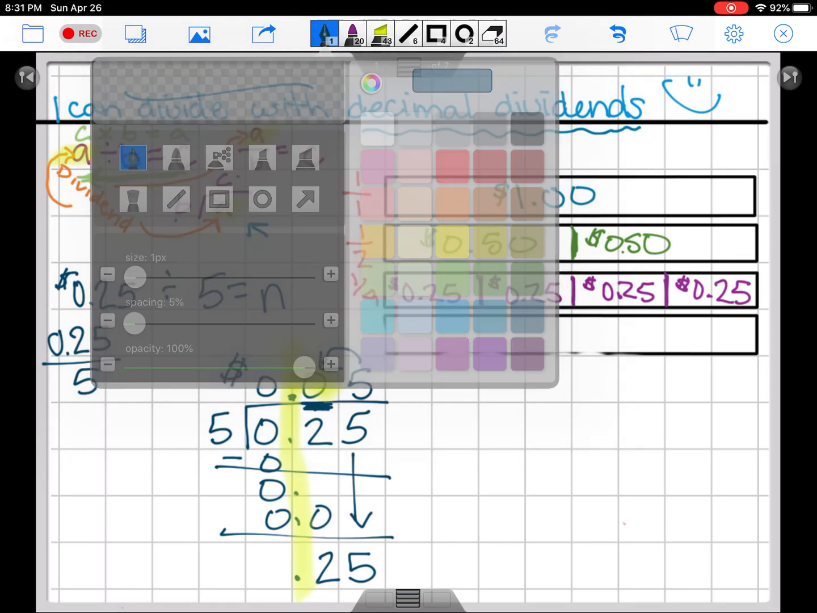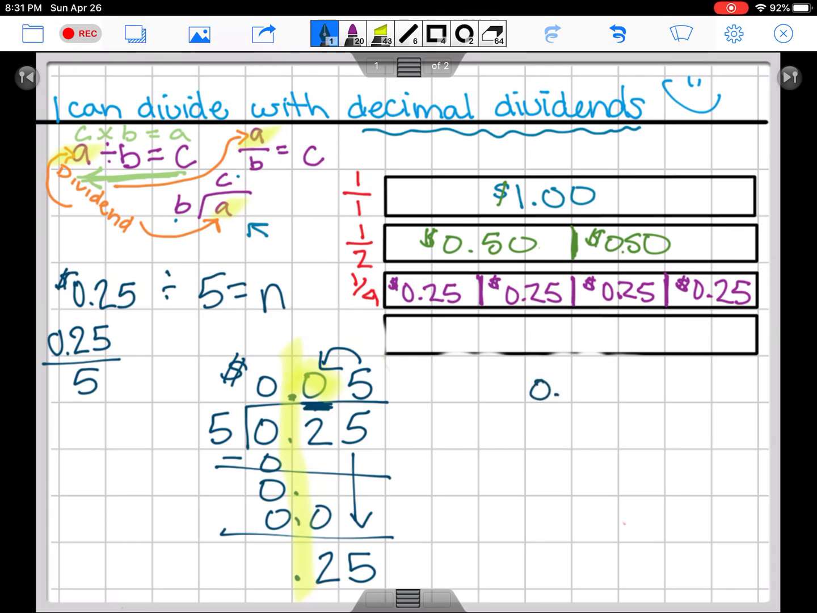So let's look at what happens when we do it properly and we include that placeholder. Then we end up with 5 cents multiplied by 5. 5 times 5 is 25. Ooh, I probably should have done that better. Sorry, guys. Let me be a better example here. 5 times 5 is 25. Write the 5, carry the 2. 5 times 0 is 0, plus 2 is 2. And 5 times 0 is 0.